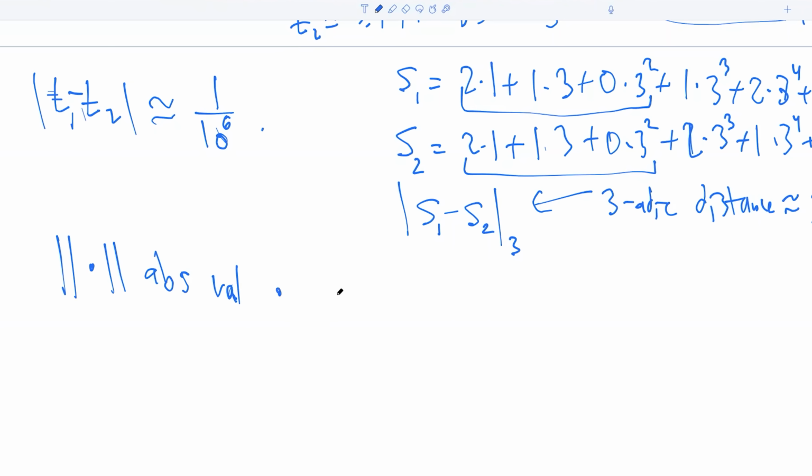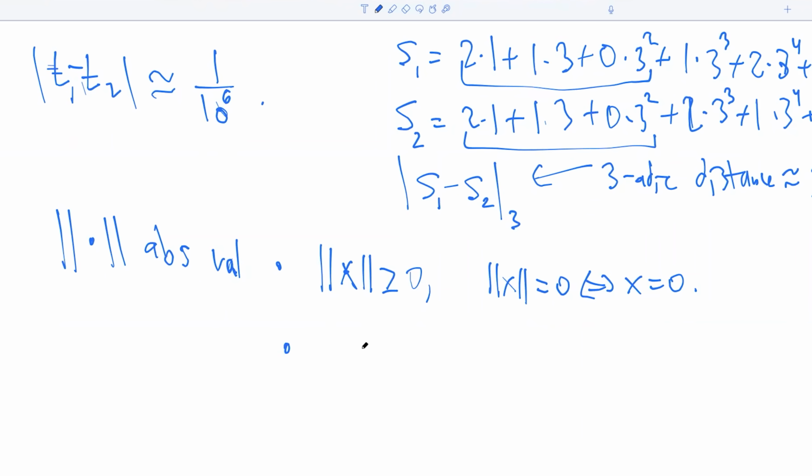What do we want an absolute value to be? It should be non-negative. So the absolute value of any number, x, should be non-negative. And the absolute value should be 0 if and only if that number is itself 0. So that's called positive definite. It should also be multiplicative. If I take x times y and multiply those two, that should be the same as the absolute value of x times the absolute value of y.